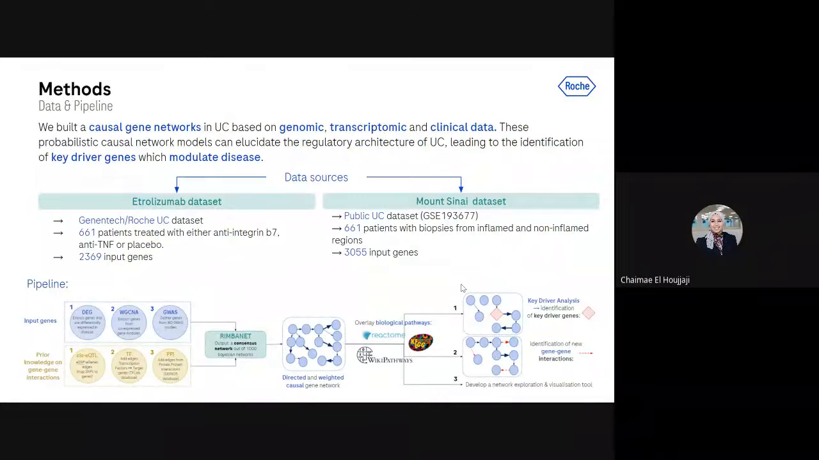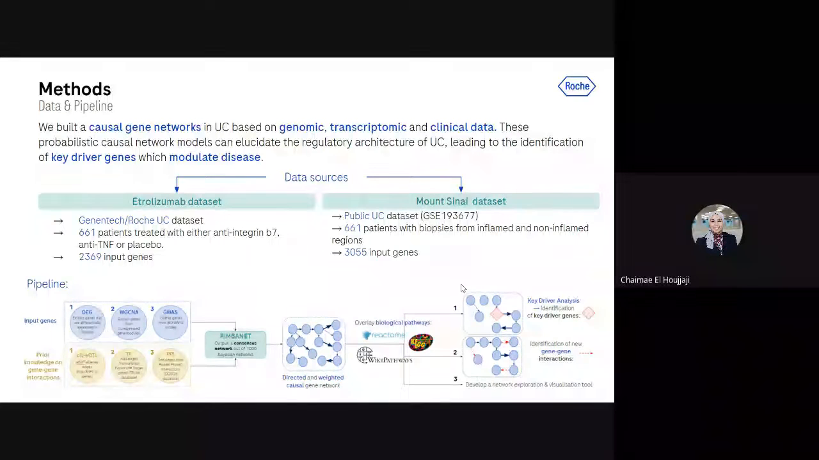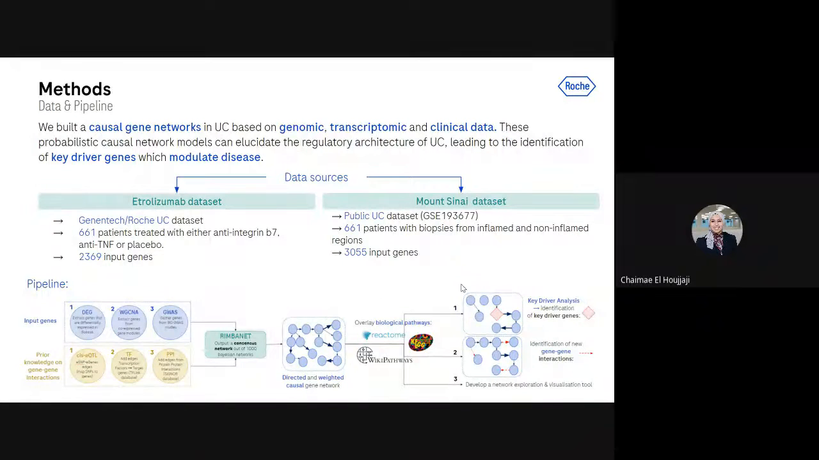In order to help do that, we built a causal gene network in UC based on genomic, transcriptomic, and clinical data. These probabilistic causal network models can elucidate the regulatory architecture of UC, leading to the identification of key driver genes, which can modulate the disease.